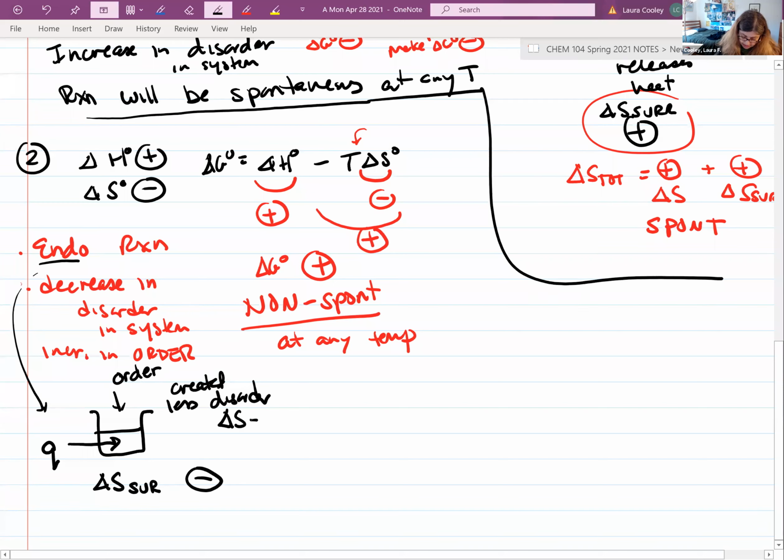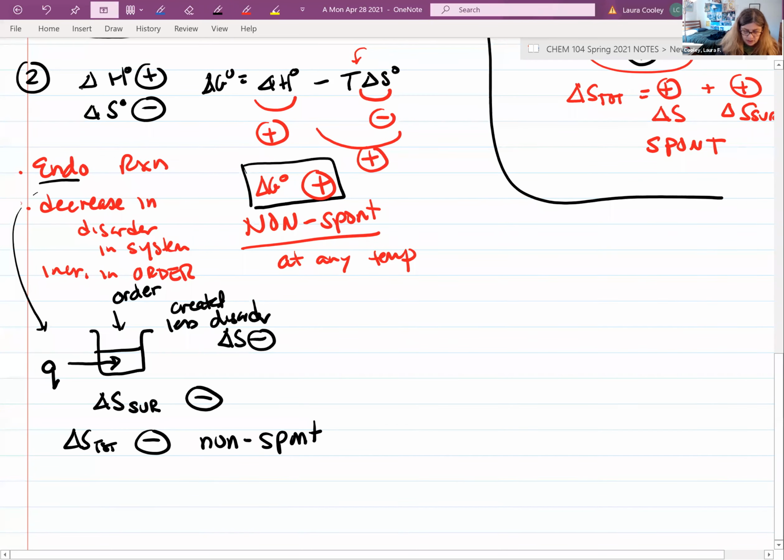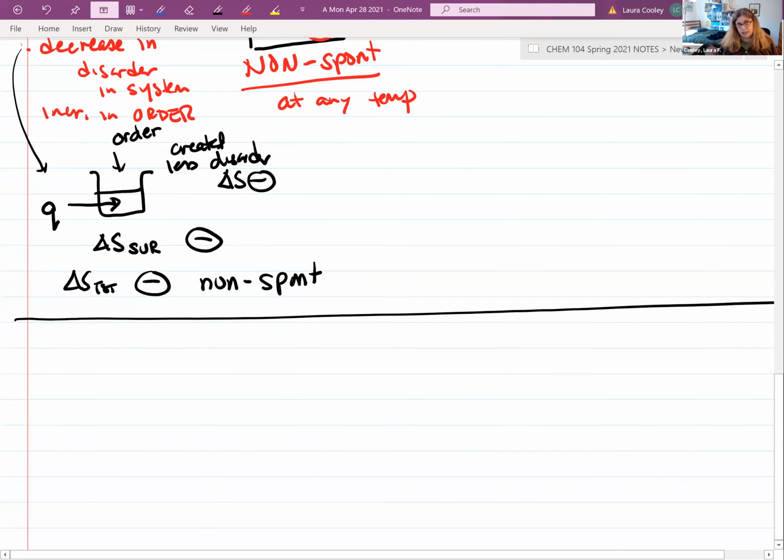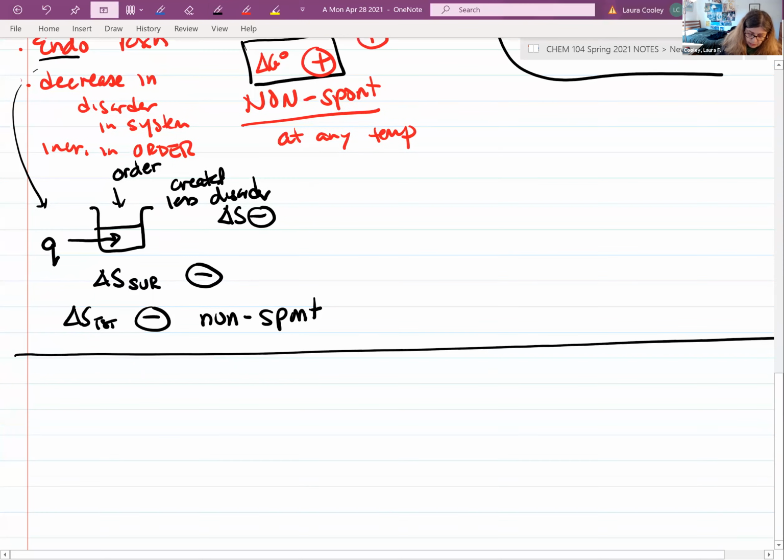Anyway, so delta S surroundings is negative, and with the creation of order in the system, we have a delta S that's negative. So delta S total will be negative. And that goes along with a positive delta G. Positive delta G, the reaction is non-spontaneous. Delta S total negative, non-spontaneous. No matter which way you look at it, if the sign of the delta H is positive and delta S is negative, that reaction is never going to be spontaneous. You're going to have to do something to get that reaction to go, like supply it with energy. All right, so that was the second case.